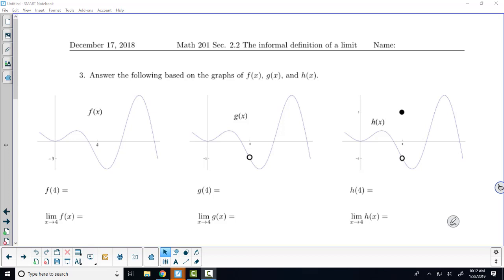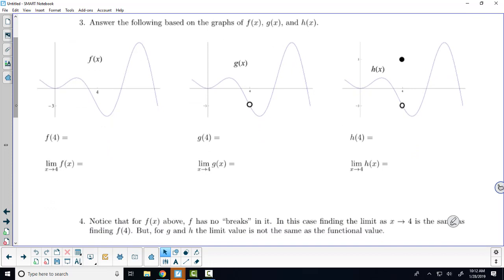Rather than building a table like we did on the last page, here we're just going to guess by looking at the graph. And I want to highlight here the difference between evaluating the function at a point and finding the limit. So I'm on page 2 of those notes. Everyone okay with that?